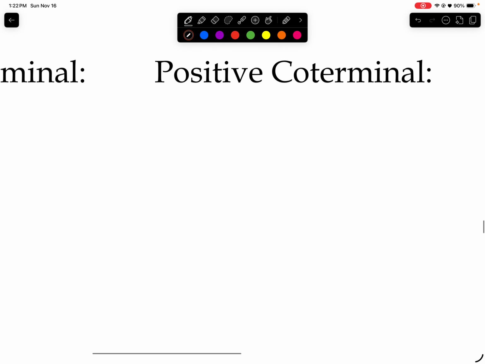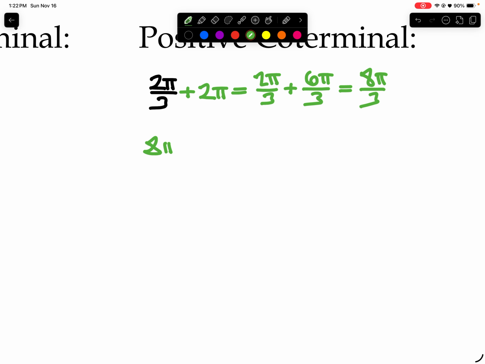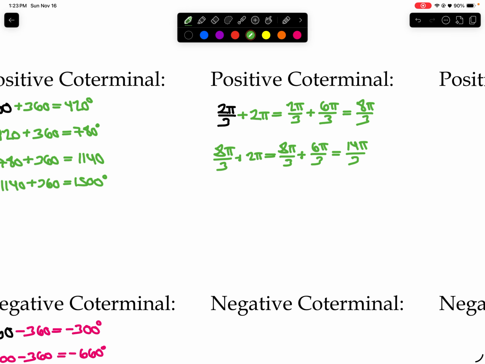So for 2 pi over 3, for a positive coterminal, I'm going to add 2 pi. So I need to get a common denominator. This is going to be 2 pi over 3 plus 6 pi over 3, which gives you 8 pi over 3. And of course, we're just going to keep going. So 8 pi over 3 plus 2 pi. I'm showing it step by step. I'm not saying you have to, but I am. So 8 pi over 3 plus another 2 pi, which we convert and rewrite as 6 pi over 3. This is then 14 pi over 3. So there are your 2 positive coterminal angles.